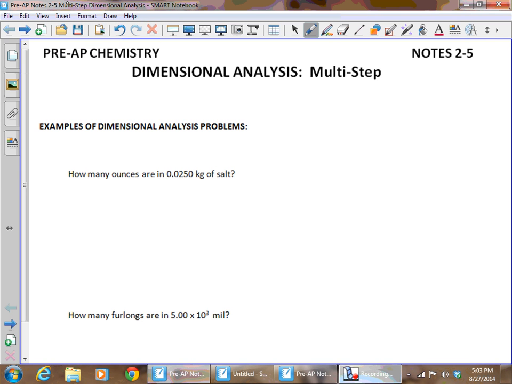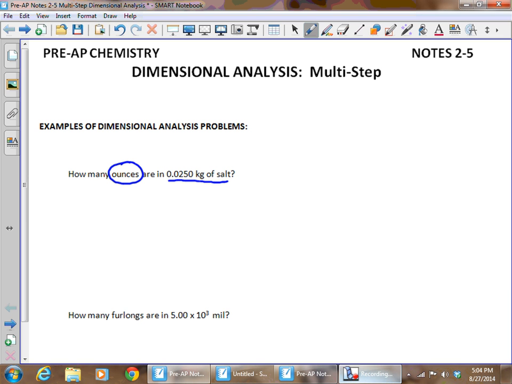Today we're going to talk about multi-step dimensional analysis, and just like its name suggests, we're going to need more conversion factors than just one. We're not going to be able to do these kinds of problems in just one step because we're not going to be able to find, for instance, in this first one, a conversion factor that goes from kilograms to ounces.